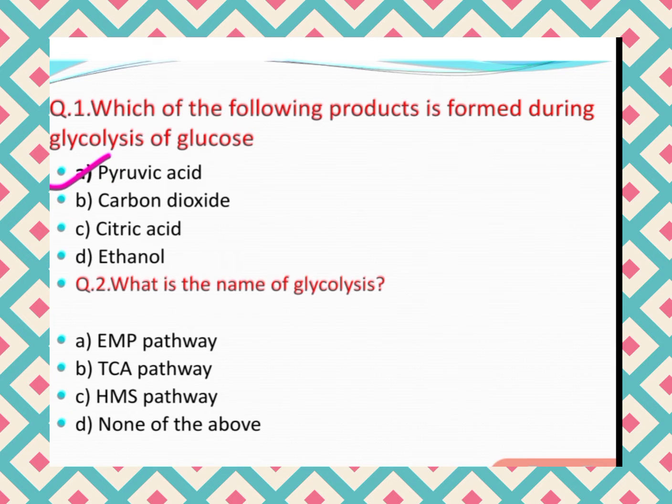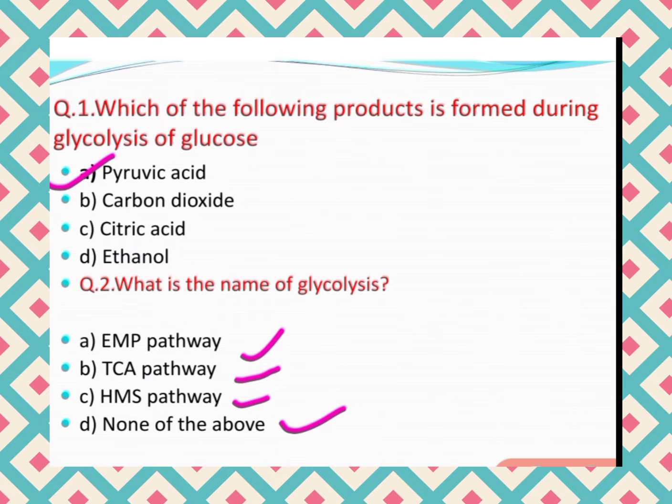Then question number 2, what is the name of glycolysis? First option is EMP pathway, second TCA pathway, option C, HMS pathway, and option D, none of the above. If you have already seen that video, then you can answer easily. Which will be the correct answer? The correct answer will be option A, EMP pathway.